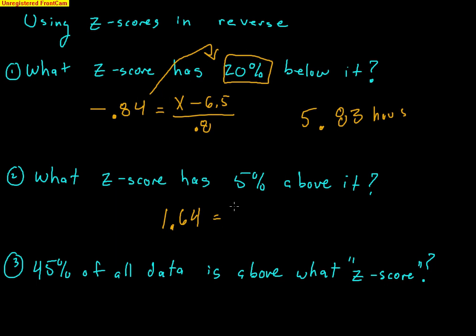Once again, if I want to solve for this, I do x minus 6.5, all divided by 0.8. So take 1.64, times it by that standard deviation, add the mean of 6.5, and if you get 7.8 hours of sleep, then you are in the top 5%, right? 95% of kids get less sleep than you, only 5% get more than you. You get a lot of sleep, basically.